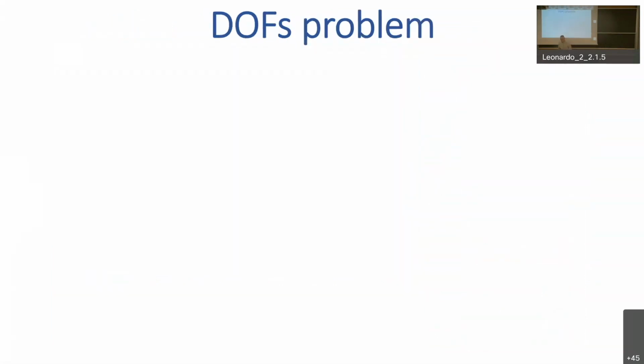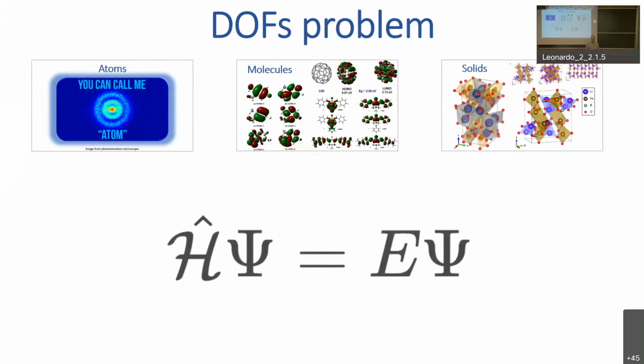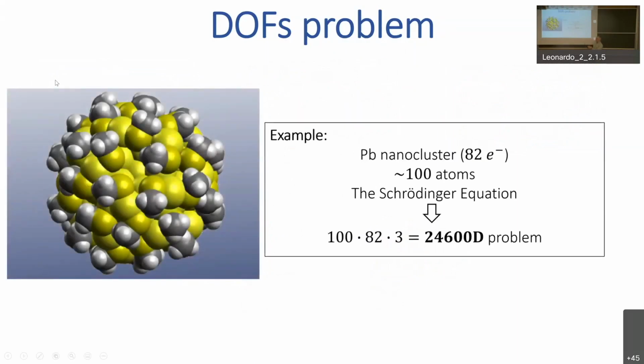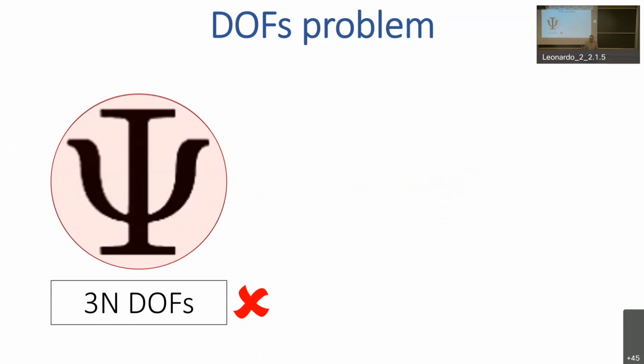At this point, I have to introduce to you the details of DFT, and in particular, the degrees of freedom problem. Because since we are dealing with many electron systems, we have to work with the Schrödinger equation. And as we know, the Schrödinger equation gives us two outputs that are the total wave function and the energies. But now let's just focus on the total wave function. That is a function of all the degrees of freedom of the system. This is an example to be more clear why working with the total wave function is not so simple. Because if we have to describe the properties of this nanocluster that is made of around 100 atoms, with simple calculation, we have to solve a Schrödinger equation that is roughly a 25,000 dimensional problem. So now it's more clear why working with the total wave function is not the best choice.